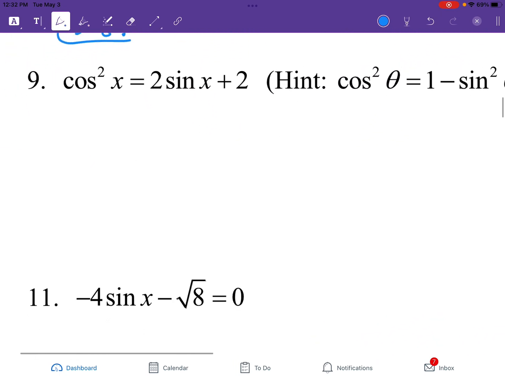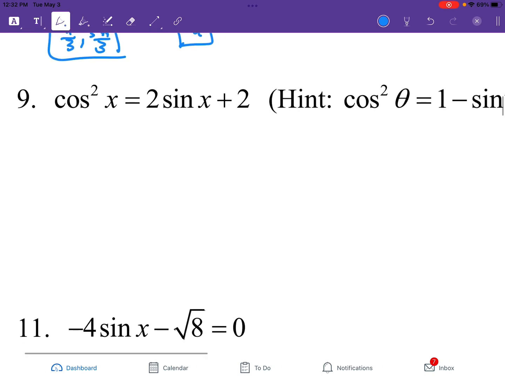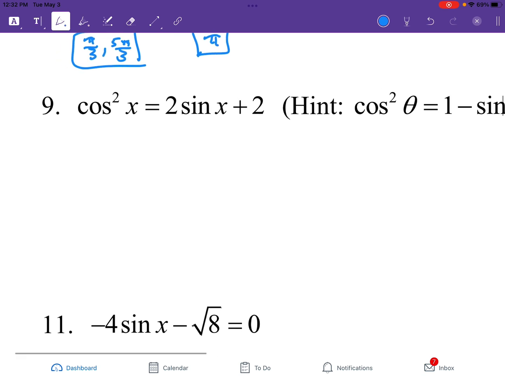Next. This one comes with a hint. Without this hint, it would be pretty hard to solve because you wouldn't know what to do with the cosine squared of x. But we can use the Pythagorean identities from Unit 2. We take the cosine squared of x and make it 1 minus sine squared of x, equals 2 sine of x plus 2.